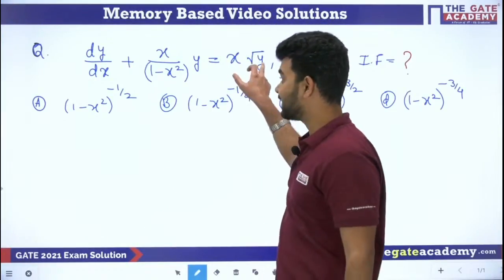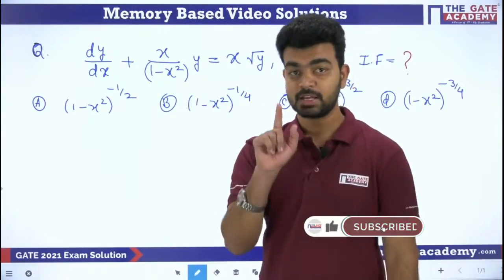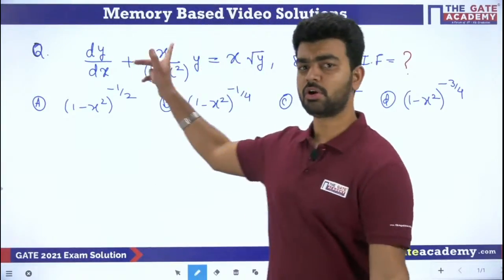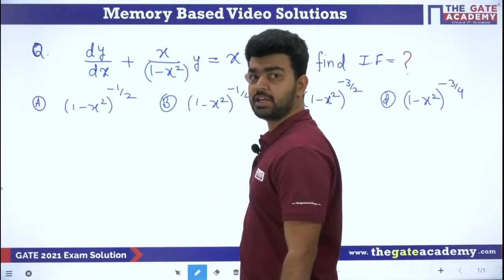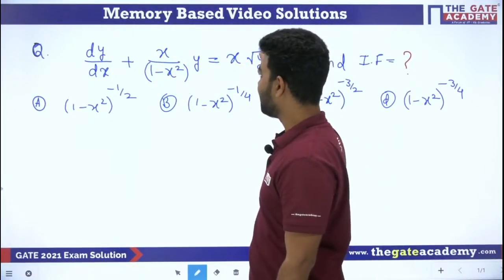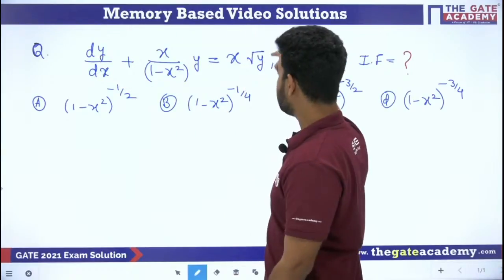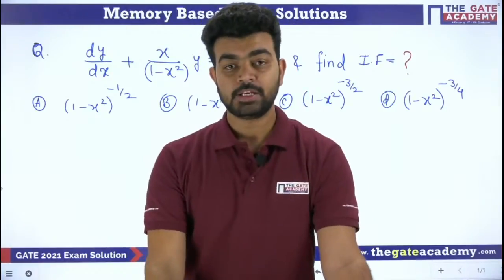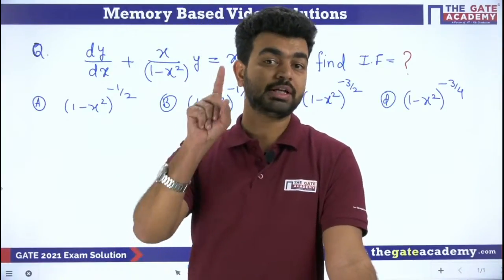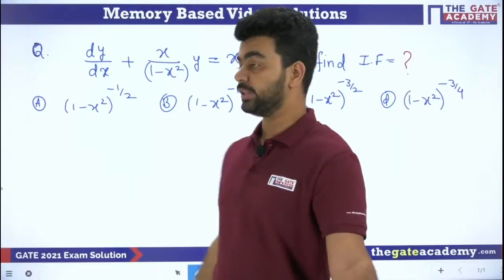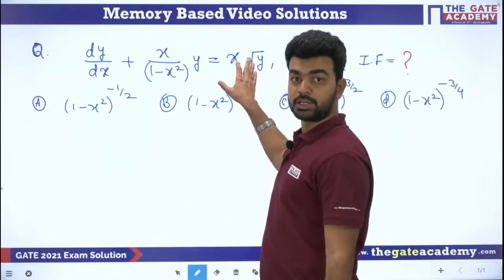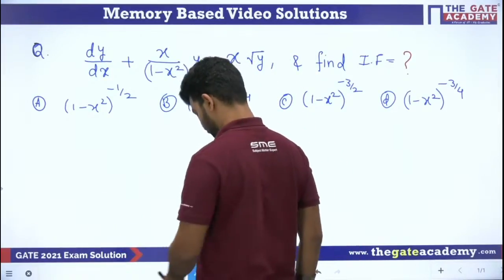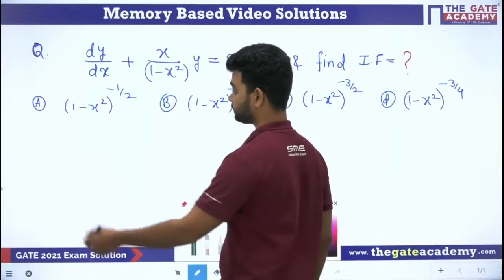Right now it is not linear. Do you guys agree or not? Reply on the chat. Why? Because y, the dependent variable, has the power 1 by 2. We know that in a linear differential equation, the dependent variable and its derivative should occur with degree 1 and should not be multiplied together. But here it is done so, so we have to remove this part. What we will do is divide the whole equation by square root of y. Okay, so now I am solving the solution.